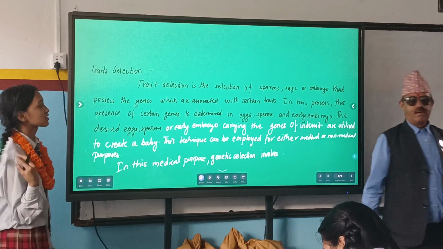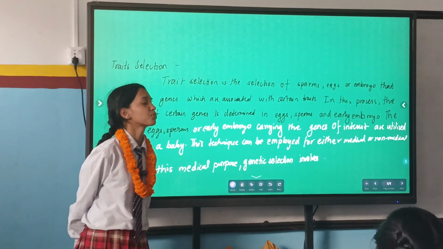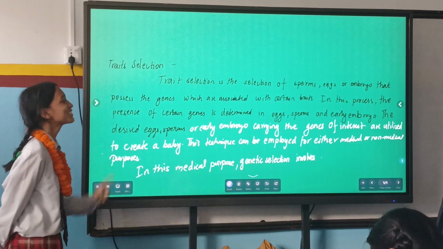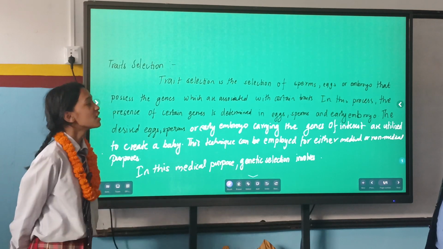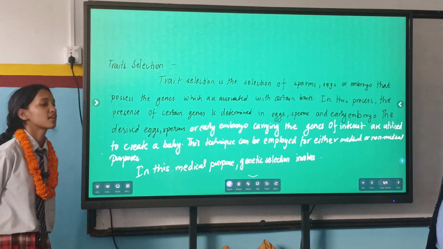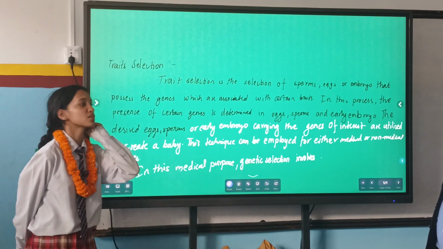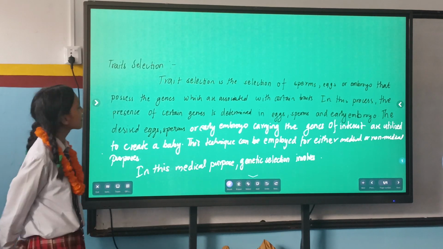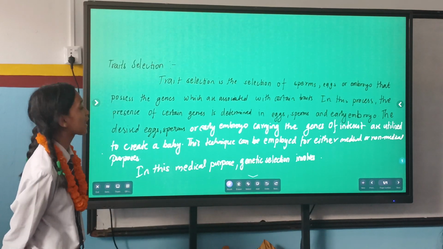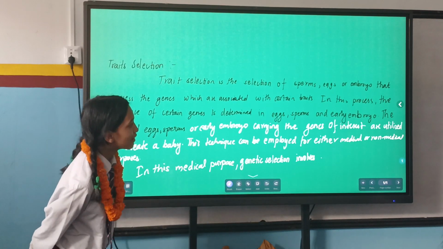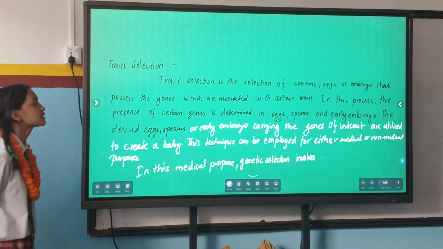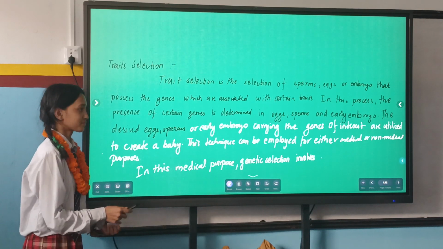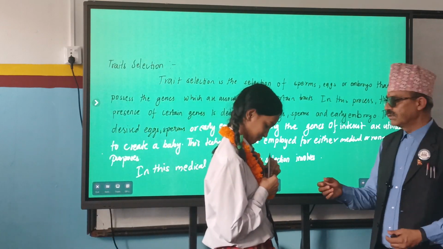Trait selection is a selection of sperm, eggs, or embryo that possess genes which are associated with certain traits. In this process, the presence of certain genes is determined in eggs, sperms, or early embryos. The desired egg, sperms, or early embryo carrying the genes of interest are utilized to create a baby. This technique can be employed for either medical or non-medical purposes. So for medical and non-medical purposes, what can they use?